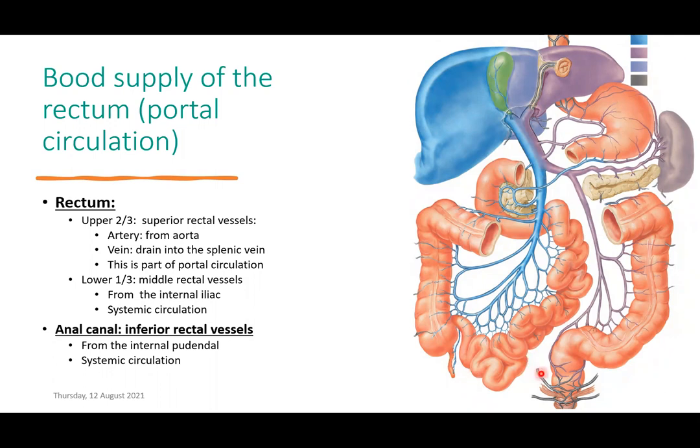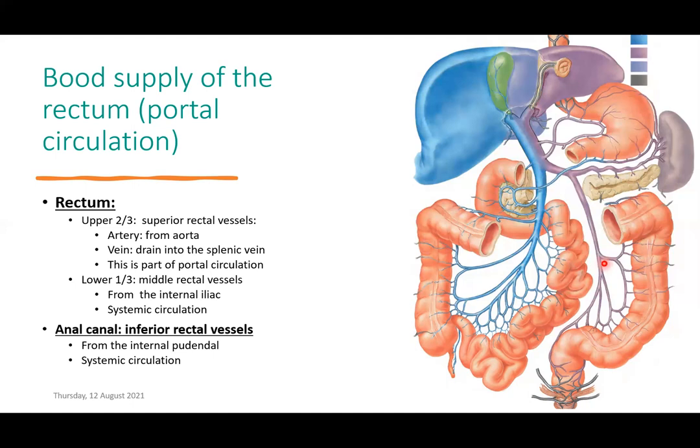So we have anastomosis with the portal circulation here because the venous drainage would go the same way. Venous drainage of the upper third of the rectum will pass to the inferior mesenteric vein. Okay. So this is the portal circulation.